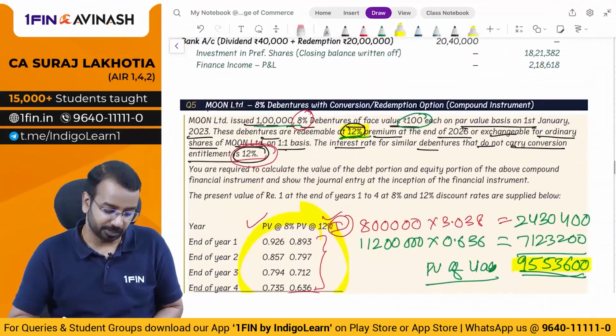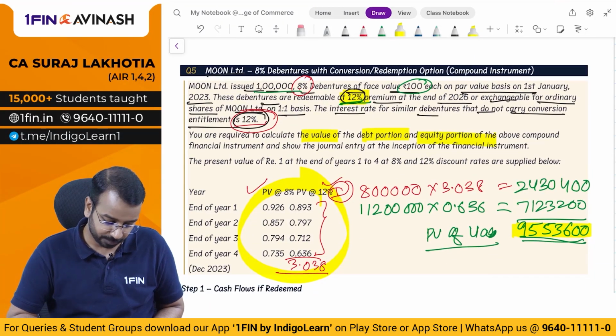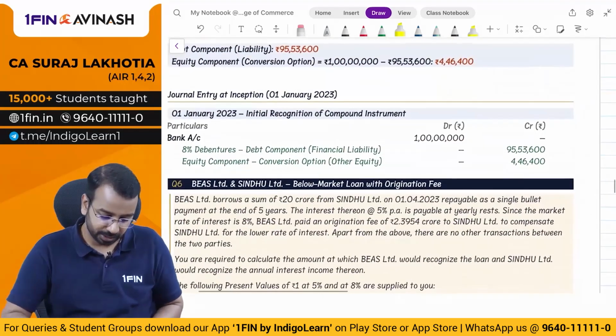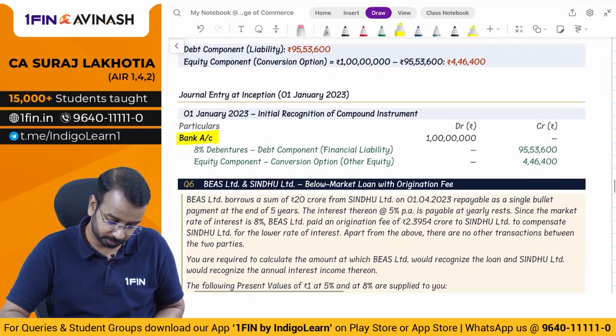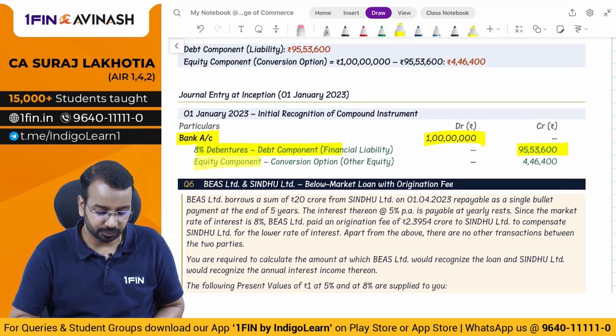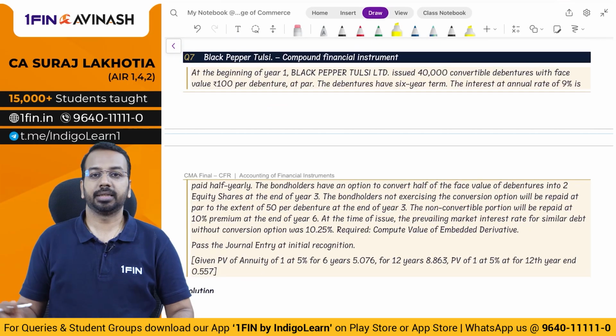Here they have not asked for the table, they have said you are required to calculate the value of debt portion and equity portion, the balancing number, and show the journal entry at the inception. So journal entry at inception is simple. Amount received in bank 1 crore, 8% debentures debt component, financial liability 95,53,600, equity component 4,46,400. Alright? Okay. Let's have a look at the next question.